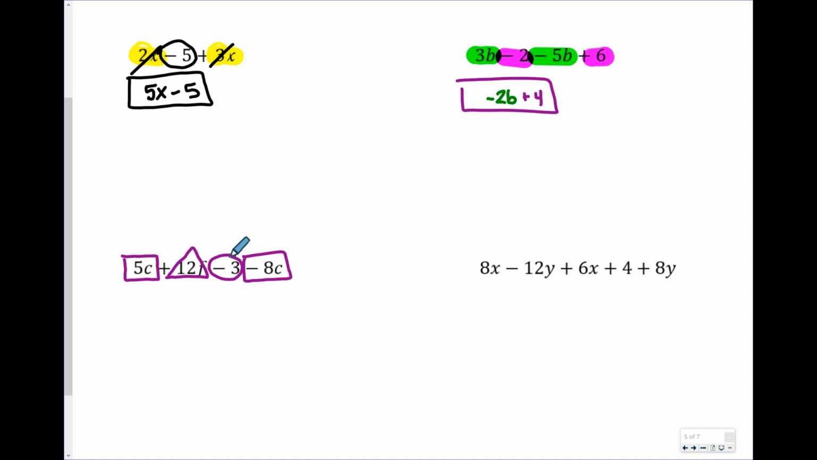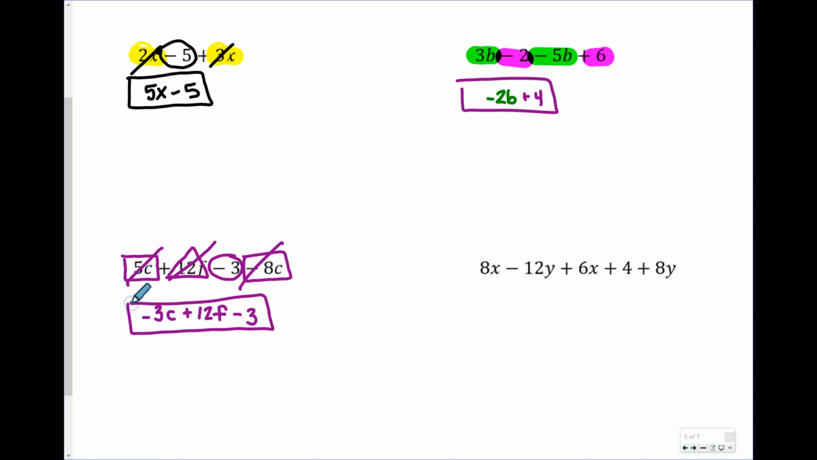Okay, so now I see that 5c and negative 8c are like terms, so I'm going to get negative 3c. I'm going to cross them out. I'm done with them. 12f is alone, so I'm going to have 12f here. And negative 3 is also alone, so I'm just going to bring it down here.